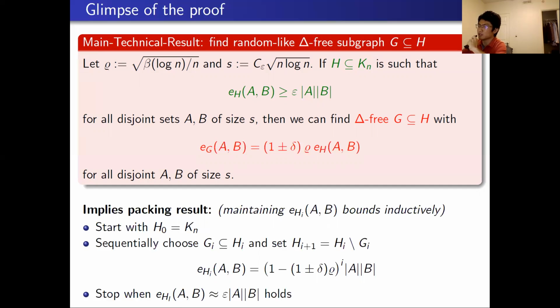At that moment, since only an epsilon fraction of edges are left, by some double counting argument, you can see that the edges in the Gi cover at least a 1 minus epsilon fraction of the edges of the complete graph Kn. So that's how our technical result implies the packing result.